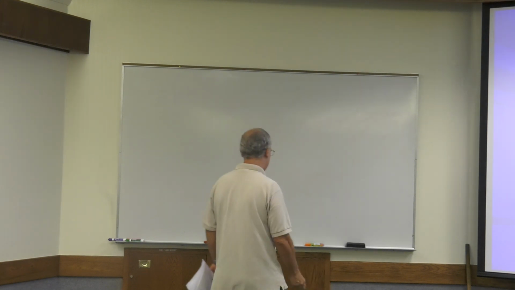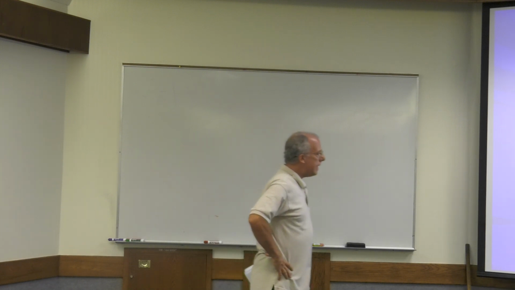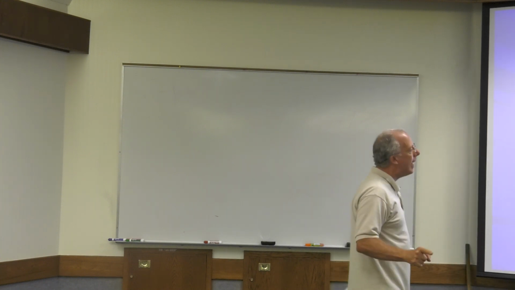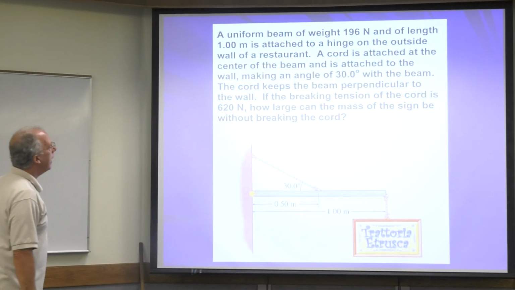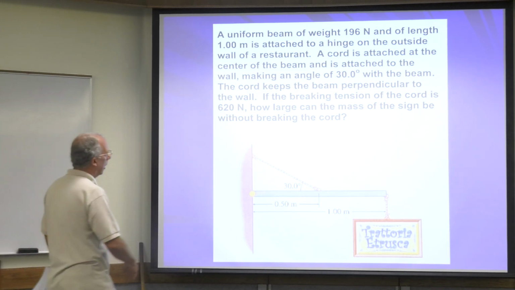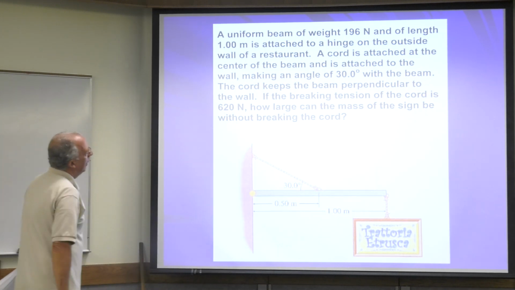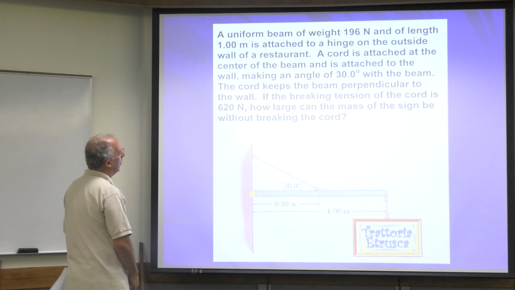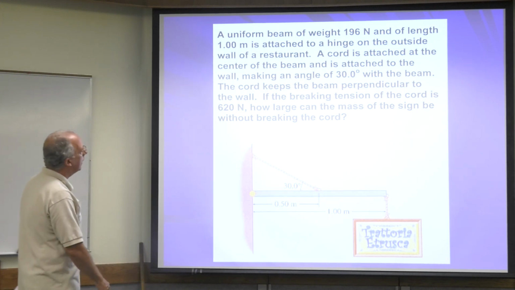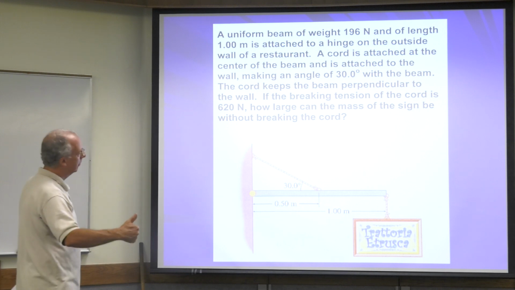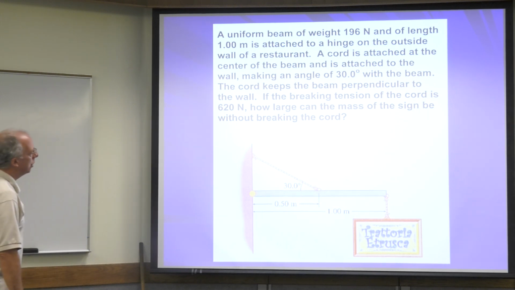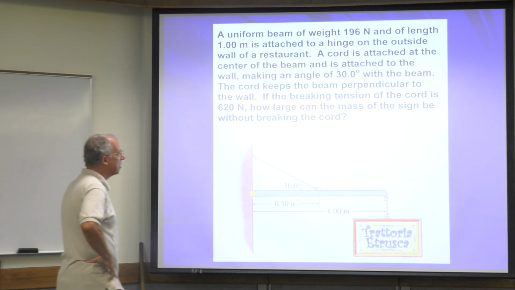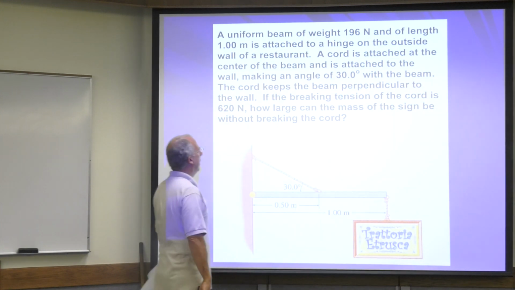Okay, oh my gosh. A uniform beam of mass 1.96 newtons, so of weight 196 newtons, and of length 1 meter is attached to a hinge on the outside wall of a restaurant. A cord is attached at the center of the beam and is attached to the wall, making a 30-degree angle. The cord keeps the beam perpendicular to the wall. Got it. If the breaking tension of the cord is 620 newtons, how large can the mass of the sign be without breaking the cord?